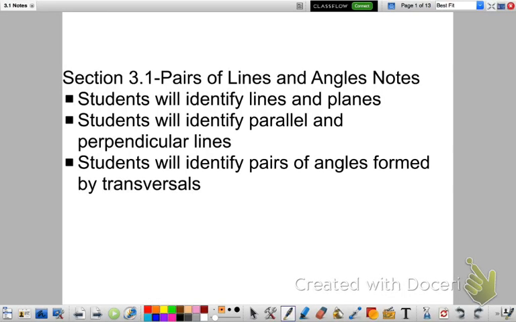Today we are going to cover section 1 in chapter 3. We are going to talk about pairs of lines and angles. Essentially we're going to be able to tell the difference between parallel and perpendicular lines and skew lines, and then the different types of angles and angle pairs that are formed when transversals intersect pairs of lines.